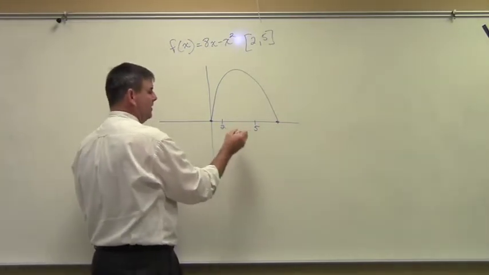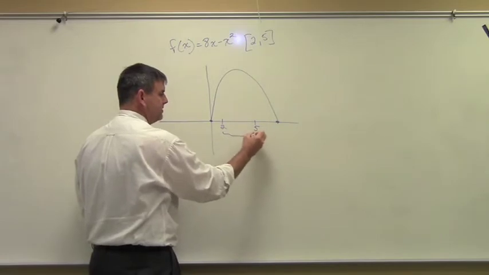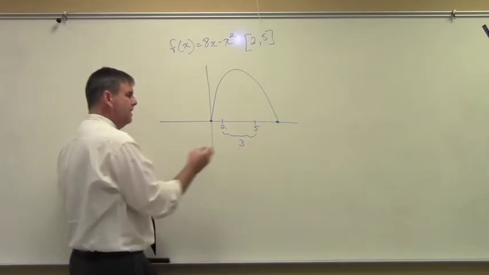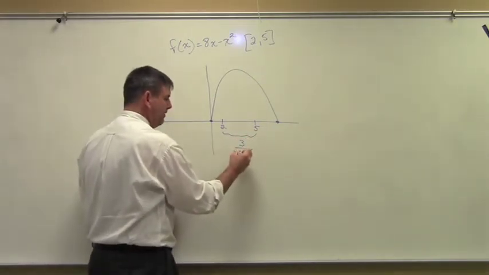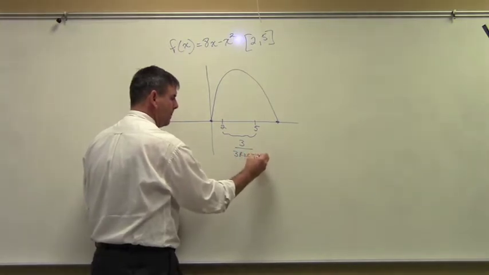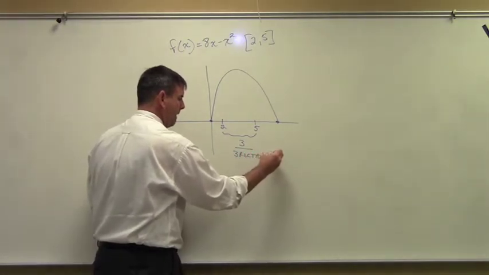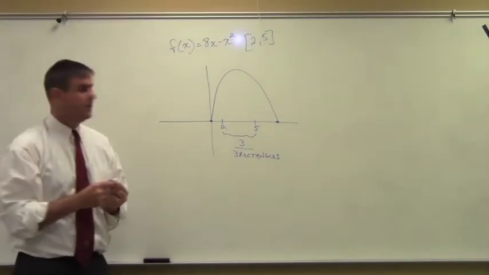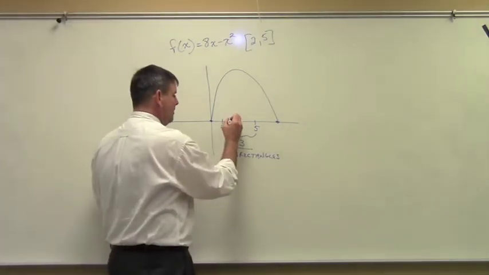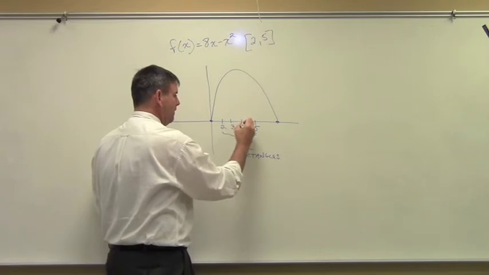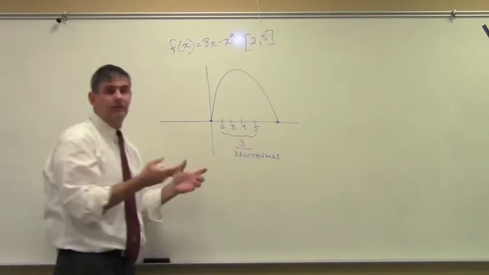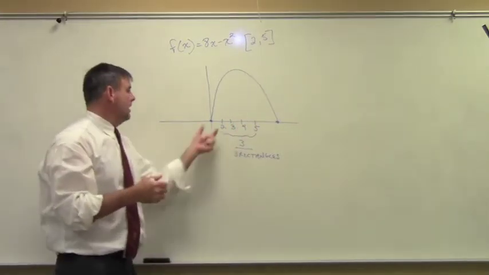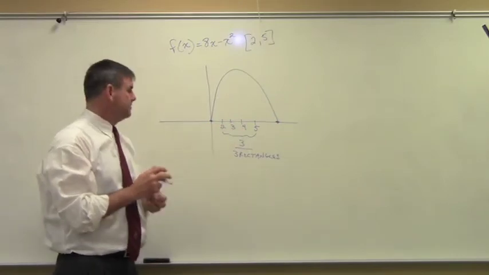So with 3 rectangles, my total distance here would be 3. And if I divide that by 3 rectangles, then each rectangle would have a width of 1. So I would have 2, 3, 4, perfectly even rectangles, as you can see. The bases are exactly 1 apiece.